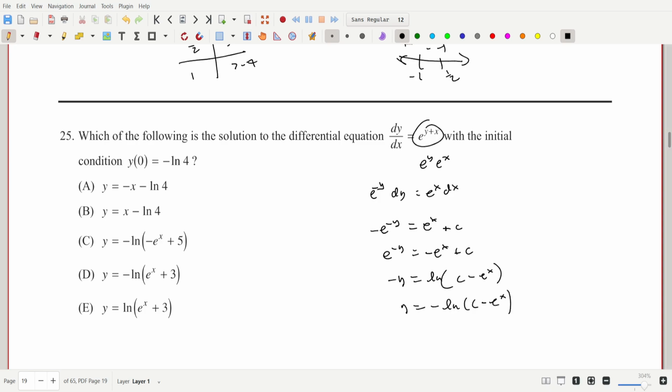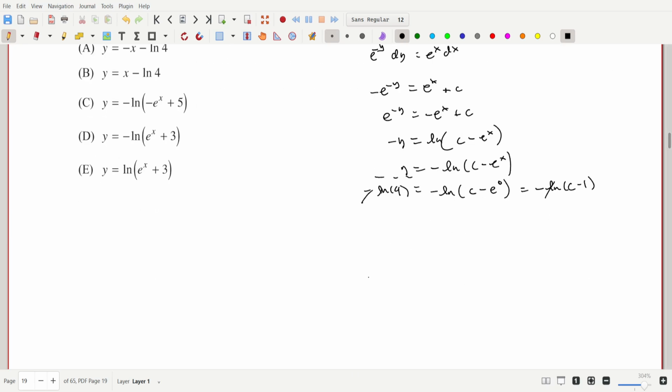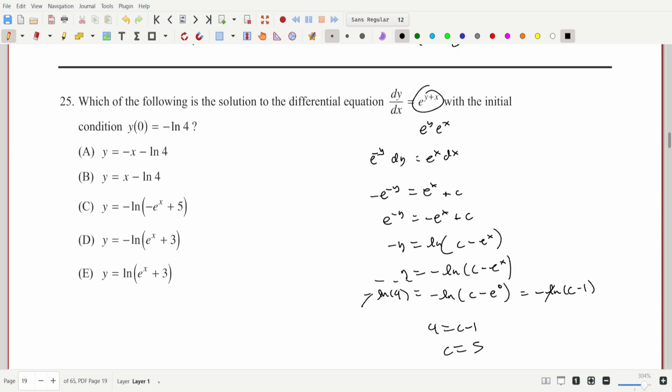Cool. And then we plug in the initial condition. Negative ln of 4 equals negative ln of c minus e to the 0. That is negative ln of c minus 1. The negatives cancel, the ln's cancel. You get 4 equals c minus 1. C is 5, it seems. And that looks like c. Yeah, so I double check that one. Plug in 0. Yeah.